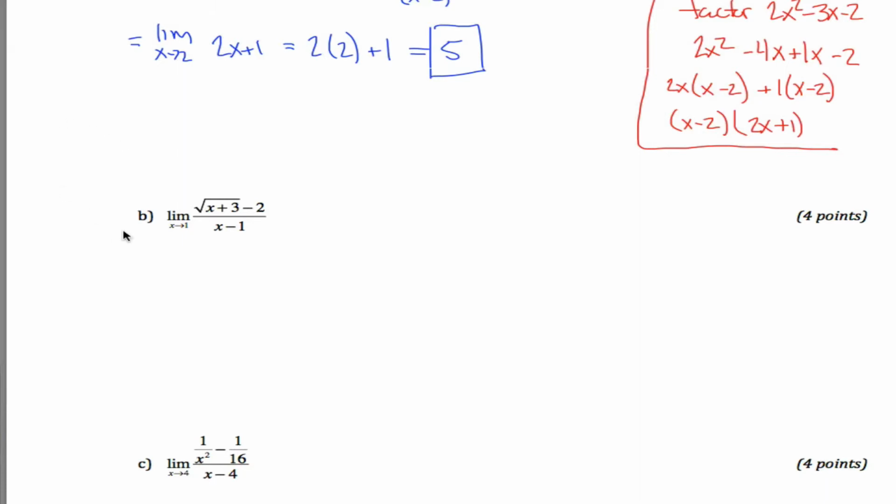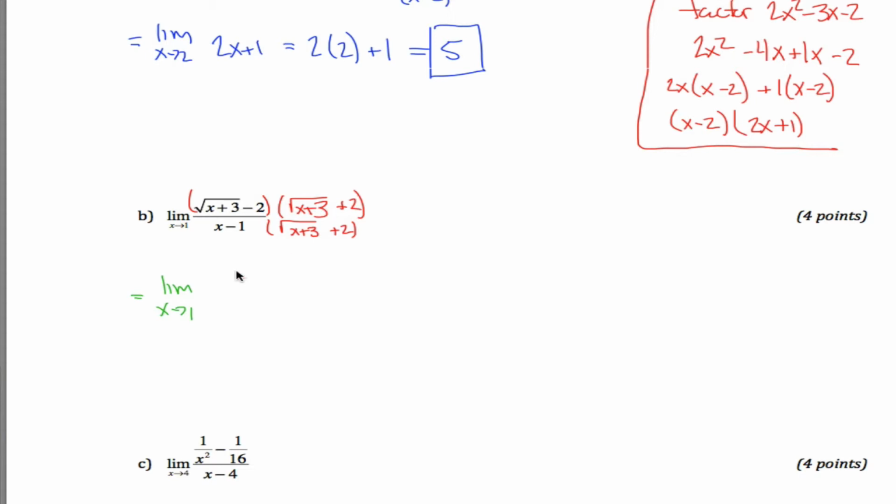Well, I'm going to take advantage of a little trick we learned where I multiply the numerator and the denominator by the conjugate of the numerator. So instead of the square root of x plus 3 minus 2, like I have written here, I'm going to multiply the top and the bottom by the square root of x plus 3 plus 2. And by carefully choosing the conjugate as the thing I'm multiplying the top and the bottom by, the algebra is going to work out really nicely.